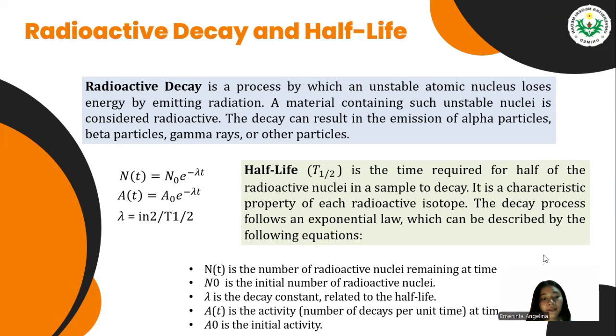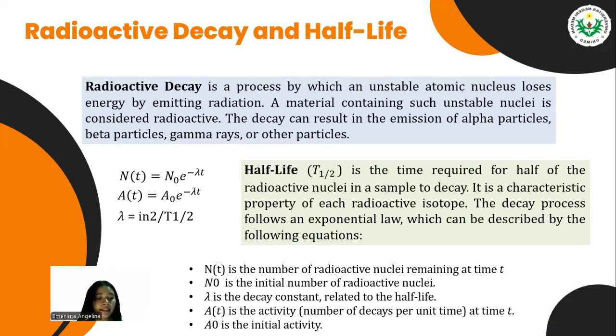The decay process follows an exponential law, which can be described by the following equation, where the number of radioactive nuclei remaining at time t is equal to the initial number of radioactive nuclei times exponential to the power of minus decay constant times time. And the activity at time t is equal to the initial activity times exponential to the power of minus decay constant times time. And the decay constant is equal to natural log of 2 over the half-life.